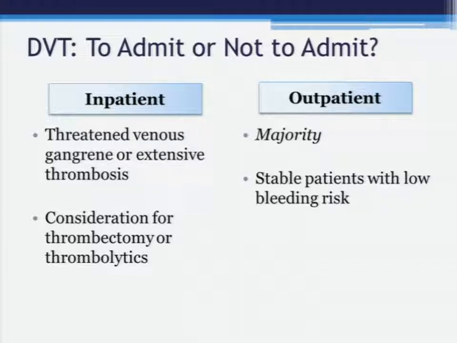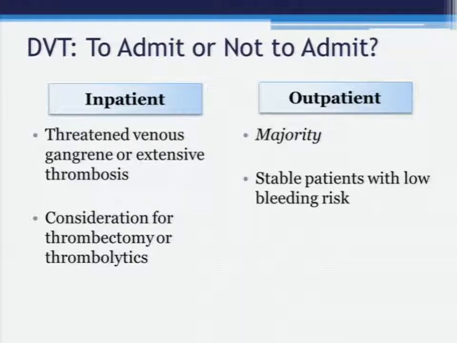Well, patients who have threatened venous gangrene or extensive thrombosis, those would be your patients who would present with that phlegmasia cerulea dolens we've seen before. Has anyone ever seen that before? I'm just curious. You have. Was it impressive? Oh, what ended up happening? Okay, I'm sorry about that.